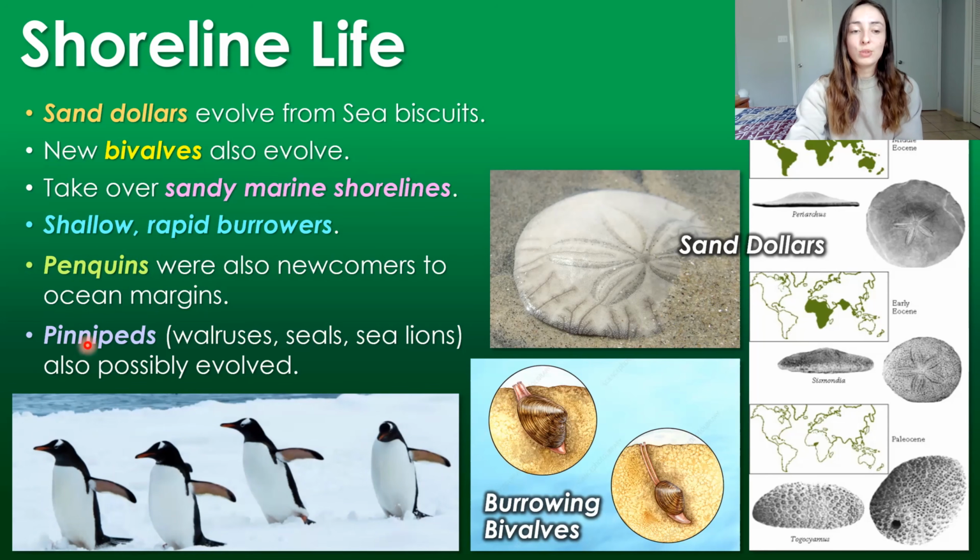And pinnipeds, which is a group that includes walruses, seals, sea lions, etc., also potentially evolved, but it isn't totally proven that they evolved in the Paleogene. Many people think it wasn't until the Neogene, because the fossil record's fuller in the Neogene, but many people think they actually evolved in the Paleogene. So potentially pinnipeds also evolved alongside penguins during the Paleogene, at least the later Paleogene.